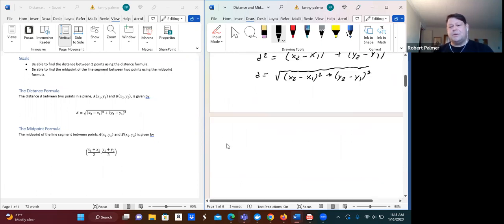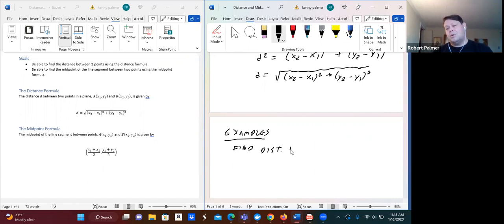Now, let's look at an example, or a couple of examples. We want to find the distance between 2 points. Let's say, number one, we have these 2 points: -2 and 3, and then 3 and -6.